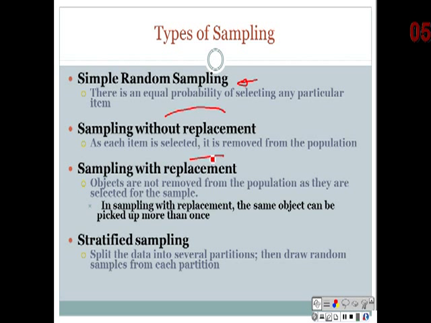That means it might appear more than one time that you pick the same data in your sample. Stratified sampling, which is more used and more known, is where you split your data into several partitions, then draw a random sample from each partition. This way, most of your data is representative, so you are not really ignoring any type of the data. I'll give you an example.